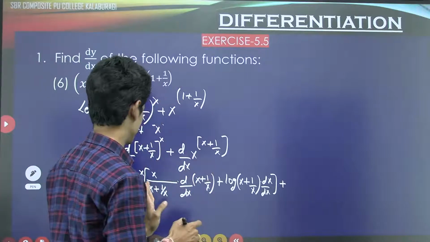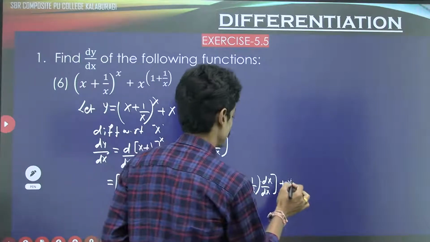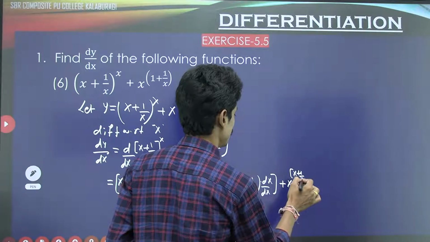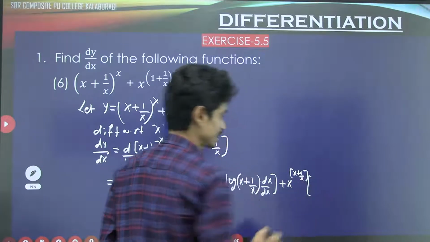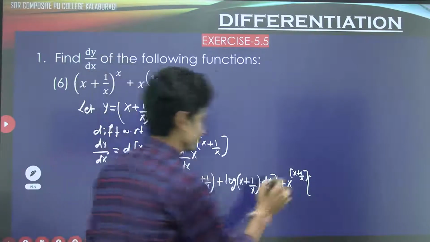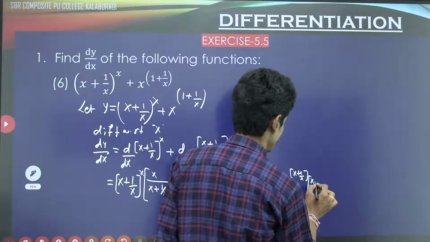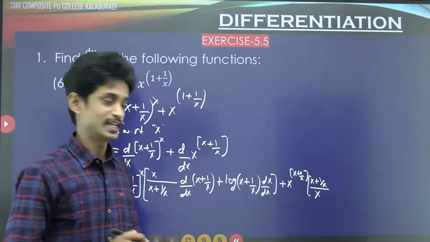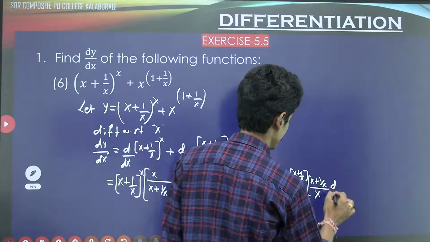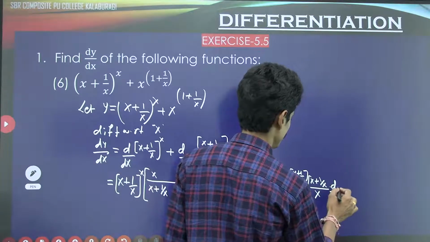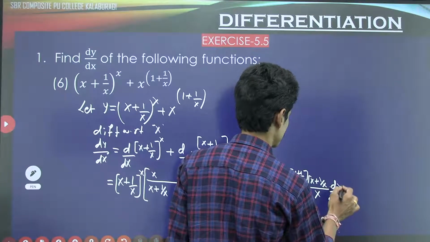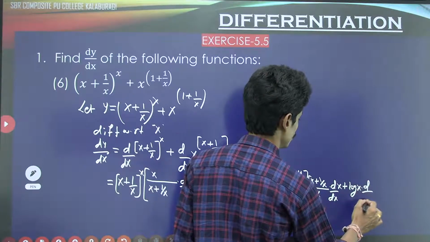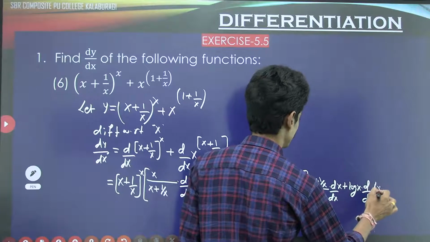इसको भी ऐसे ही फॉर्म में लगाएंगे. कैसे? बाहर तो ये as it is लिखेंगे x पावर 1 upon x. तो inside the bracket क्या लिखेंगे? Power by base. What is power? Power will be x plus 1 divided by x, by base will be x into d divided by dx of base function. That is how much? x plus log of the base function into d divided by dx of the power function.